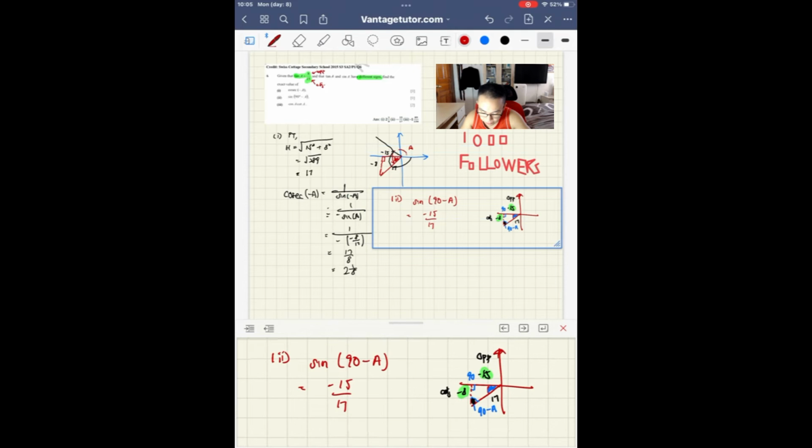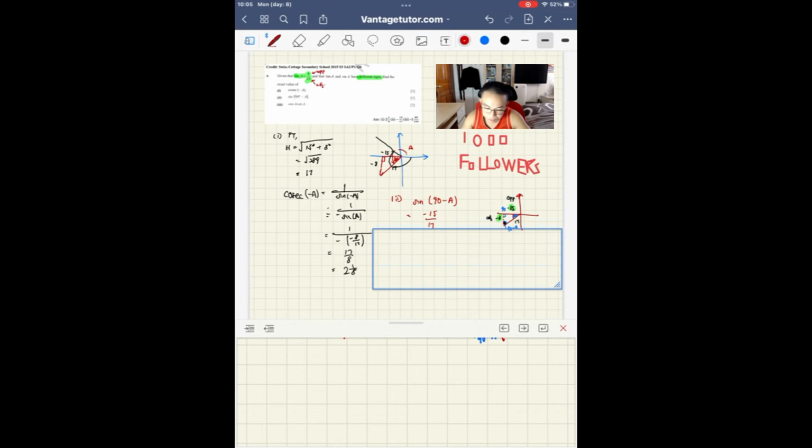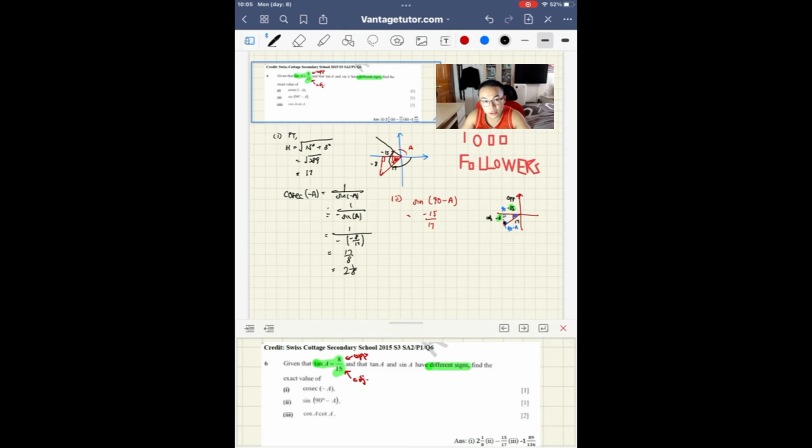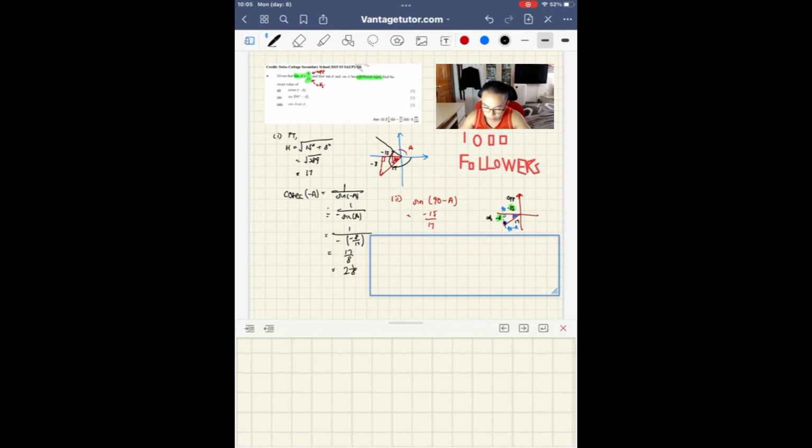Okay, next one. Let's go to part 3. Part 3, they're asking for cosine A, cotangent A. So let's go here, different ink. Okay, so let's copy down the question first. I want cosine A, cotangent A. Now, I can expand this. Cosine A is just cosine A, obviously. But my cotangent A is actually 1 over tangent A.